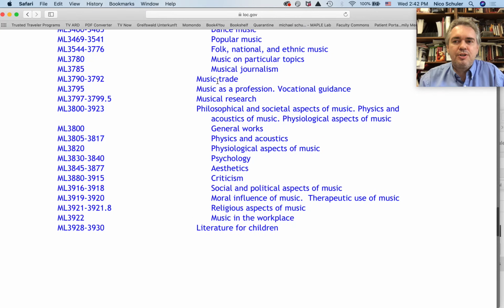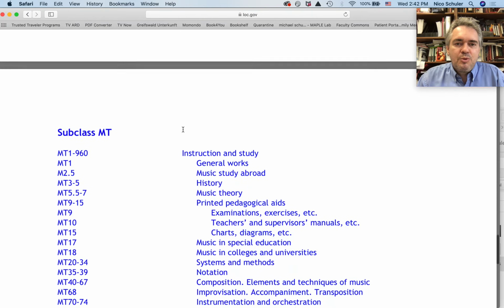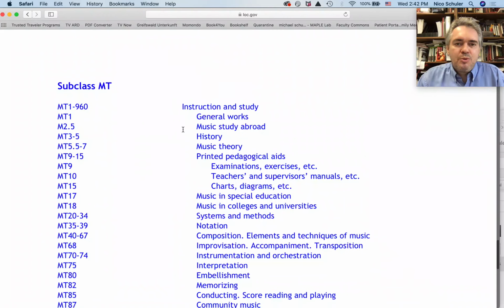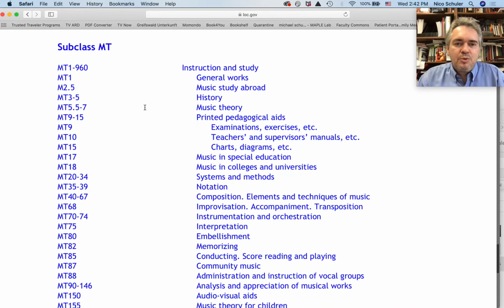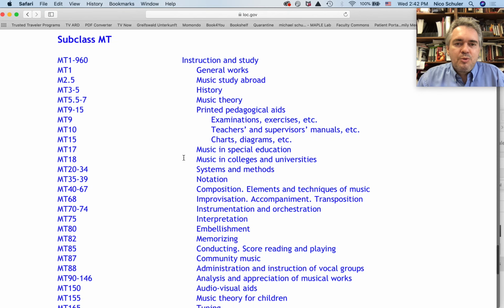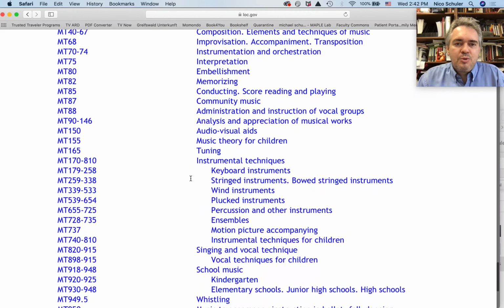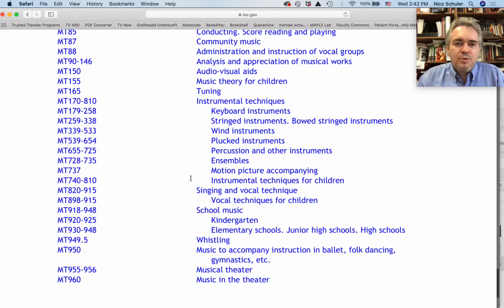So, anyways, music trade, music as a profession, music research, philosophical and societal aspects, literature for children. And then comes the subclass MT, which is instruction and study. So there are general works, music study abroad, history, music theory is in there with MT5. Printed pedagogical aids and so on, notation, composition, improvisation, and so on. I don't want to read through all of this, you can look at this.